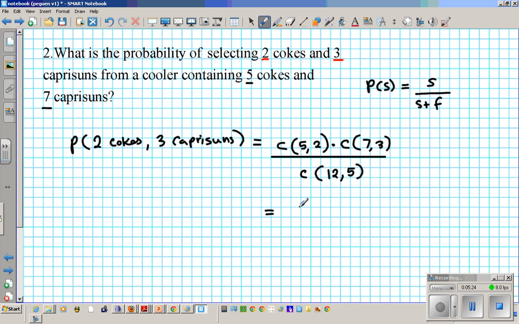You can also write it as 5C2 times 7C3 divided by 12C5. All right? And then you can work these individual probabilities independently, and then you get your answer and divide it. All right? So there you have it. Now let's try another example.